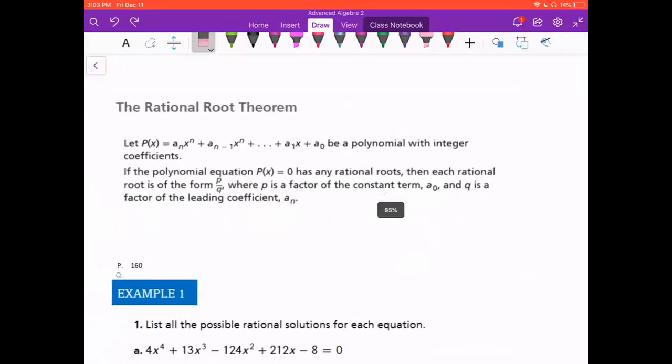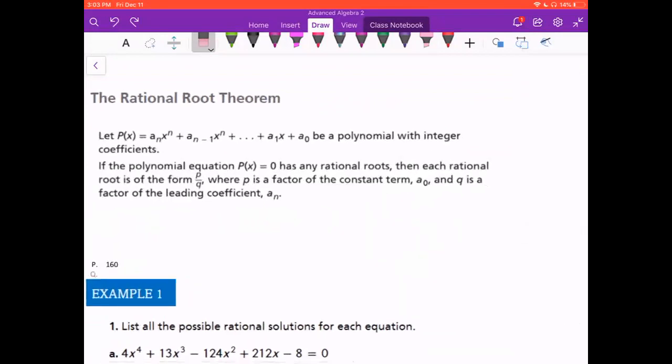It says let p of x equal this expression, and basically what this is saying is the a's and the subs, those are coefficients. So a sub n is one coefficient, a sub n minus 1 is the next coefficient, and a sub 1, that's the next coefficient. So the a parts are just coefficients. X to the n, x to the n, those are the variables. So really what it's saying is pretty much you have a polynomial.